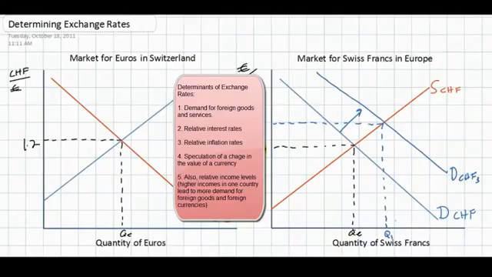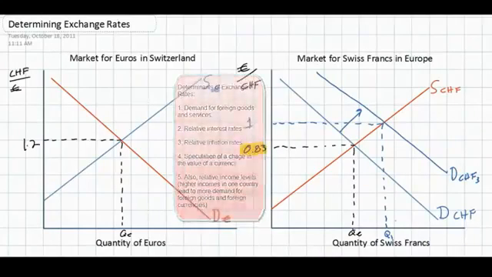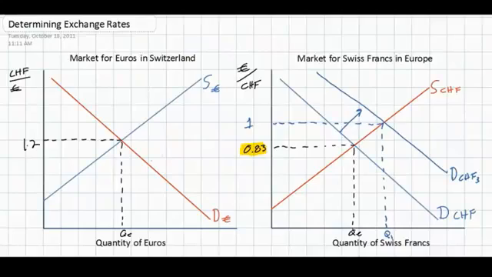Now, in order to buy more Swiss goods or save money in Swiss banks or acquire more Swiss assets, Europeans must demand more francs and therefore they must supply more euros. So the outward shift in the demand for francs corresponds with an outward shift in the supply of euros. Both blue lines have shifted now. The increase in supply of euros causes the value of the euro in terms of Swiss francs to fall, whereas the increase in demand for Swiss francs causes the value of the franc in terms of euros to rise.